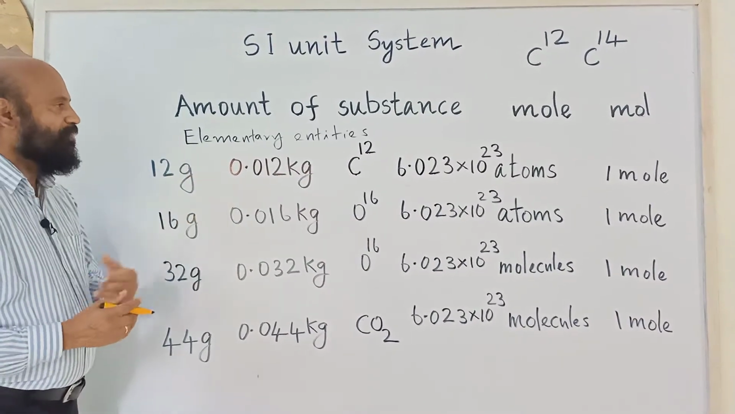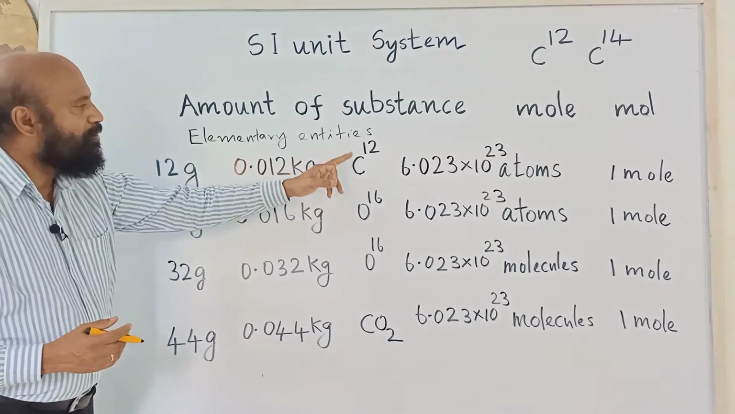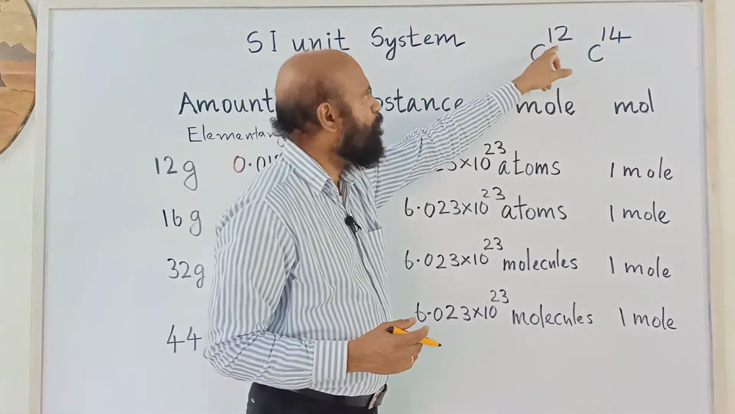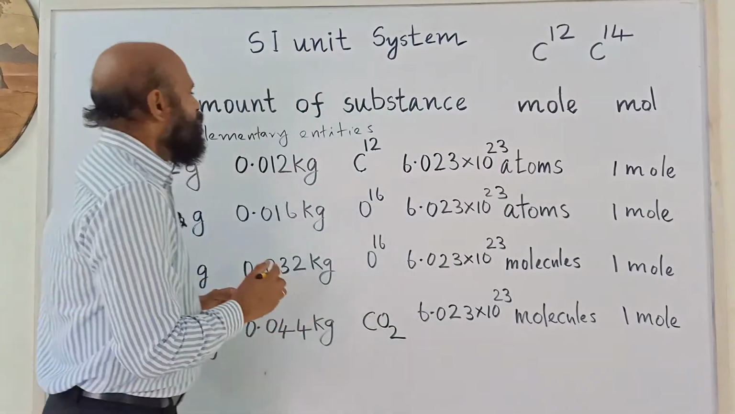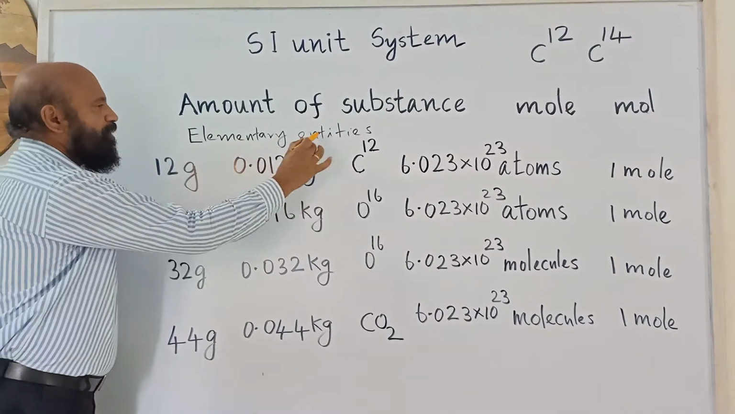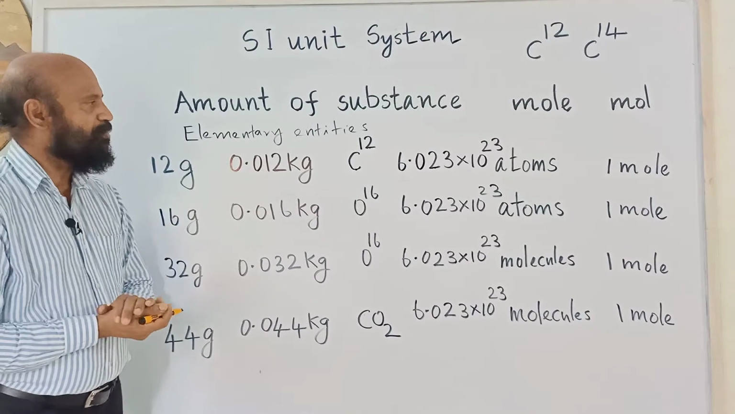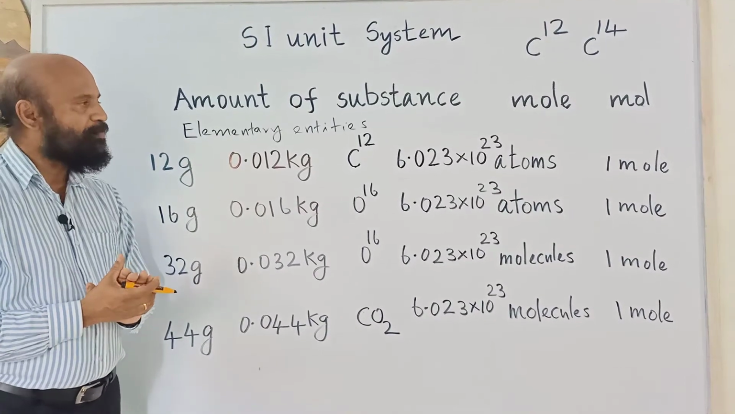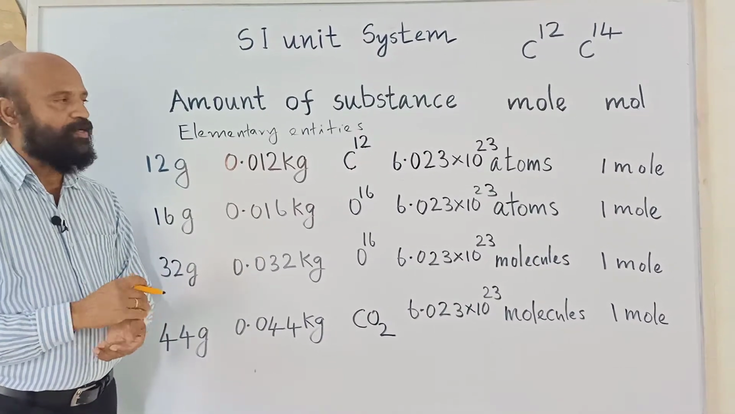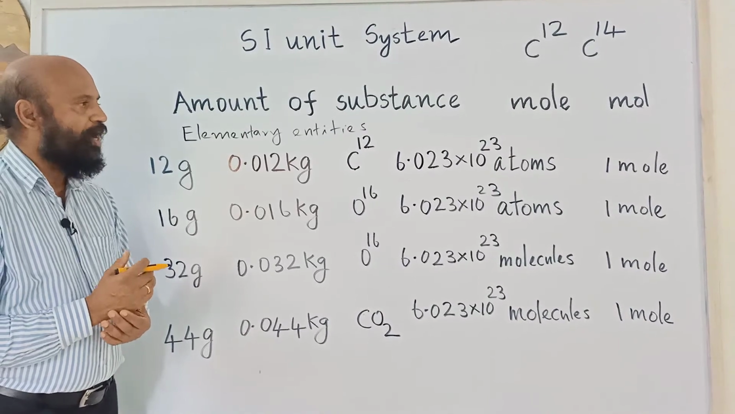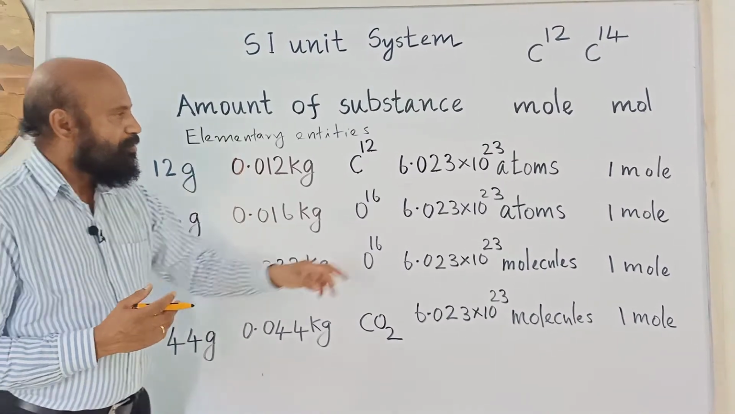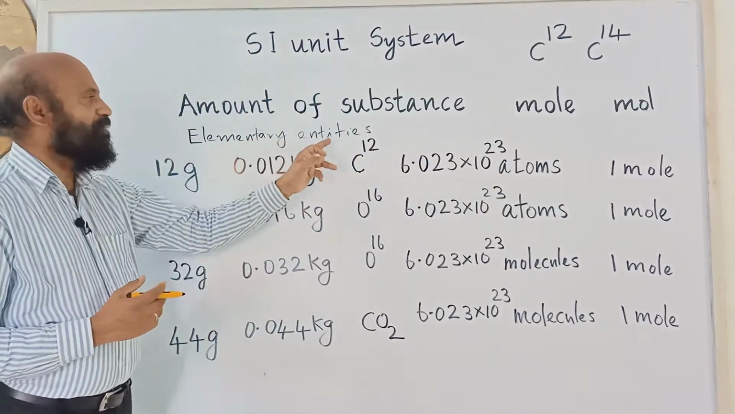Now let me explain that. Carbon, there are two isotopes, carbon 12 and carbon 14. Then I use this word, elementary entities. Now let me explain what is this entities. Entity means something that can exist separately from others and it has got its own identity. Atoms are elementary entities.